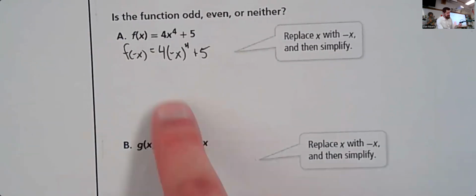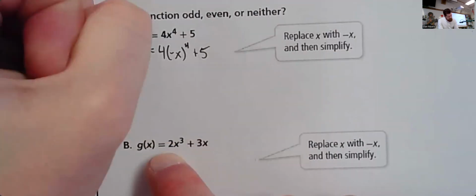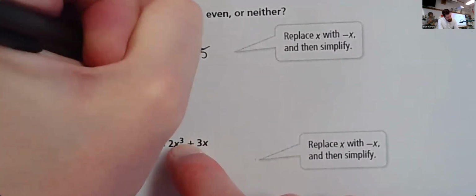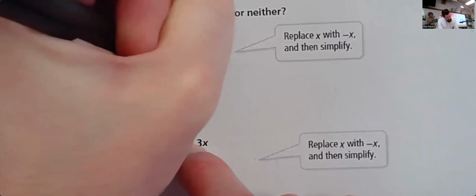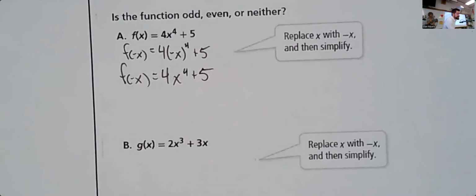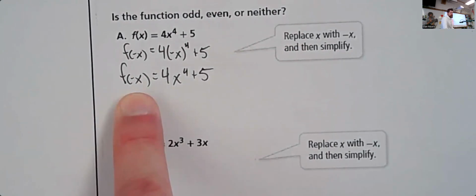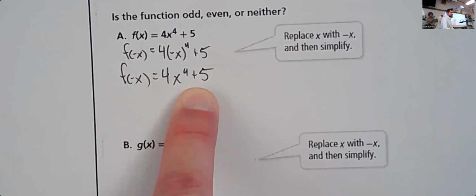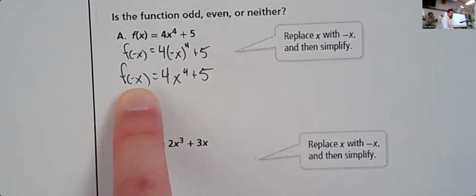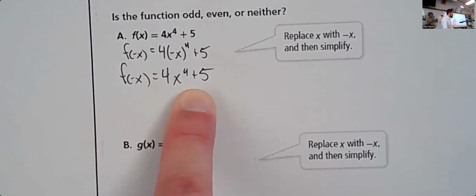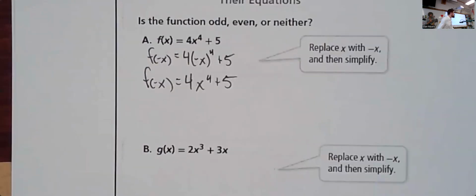So this ends up being f of the opposite of x is equal to 4x to the fourth power plus 5. What that means for us is if you take the opposite value of x, you get the same y value. Taking the opposite of x gives you the same y value.